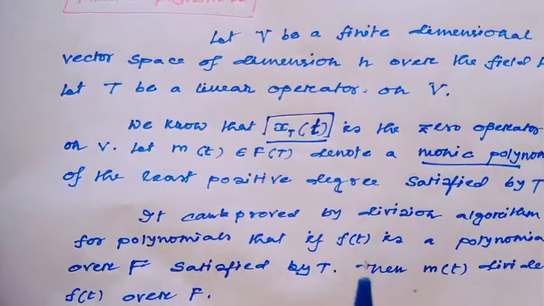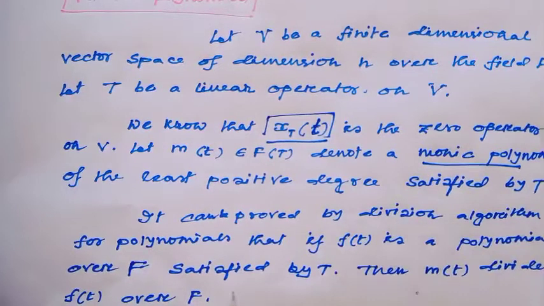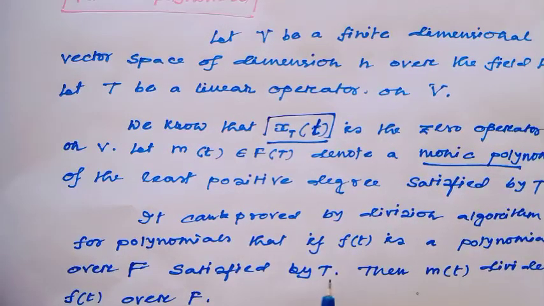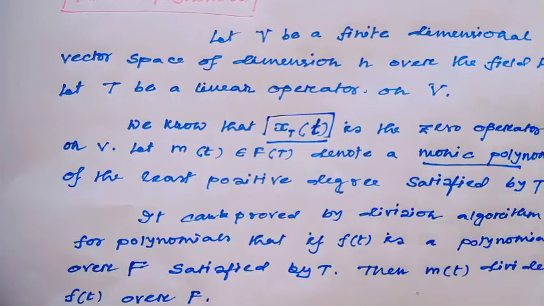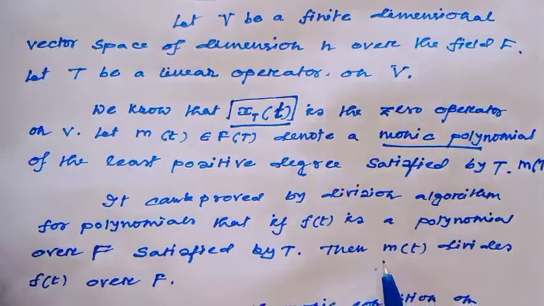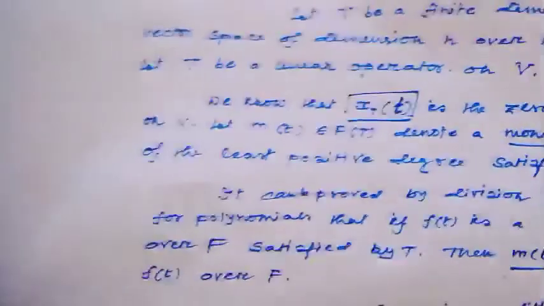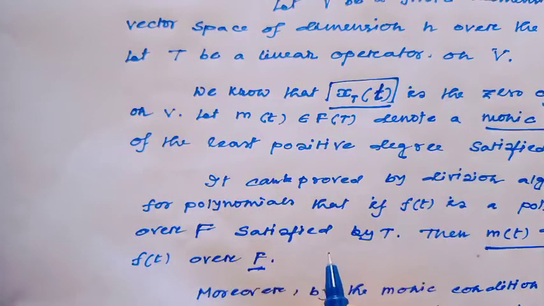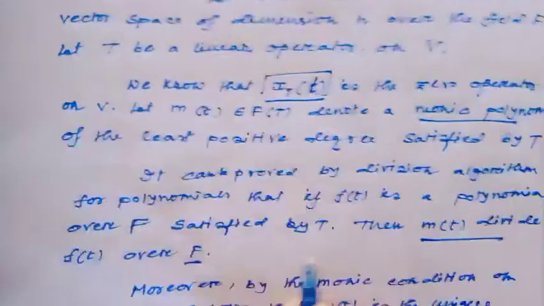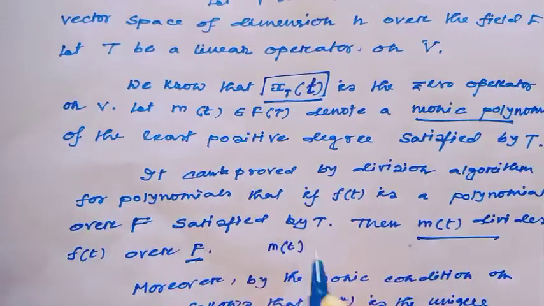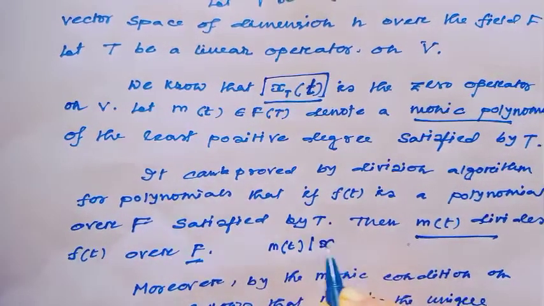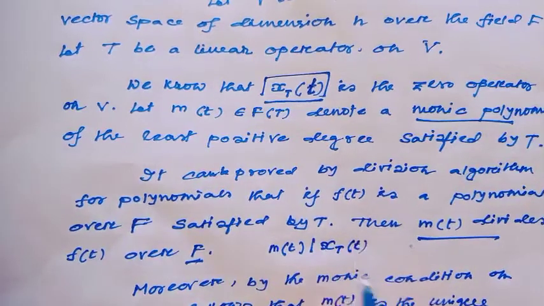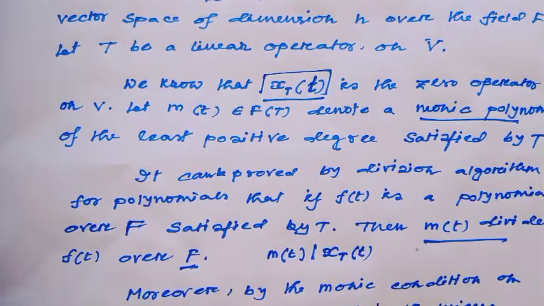Then it can be proved by the division algorithm for polynomials that if f(t) is a polynomial over the field F that is satisfied by T, then m(t) divides f(t) over the field F. That means if f(t) is the characteristic polynomial, then m(t) always divides the characteristic polynomial, which I had seen in my previous video. We all of us know this.